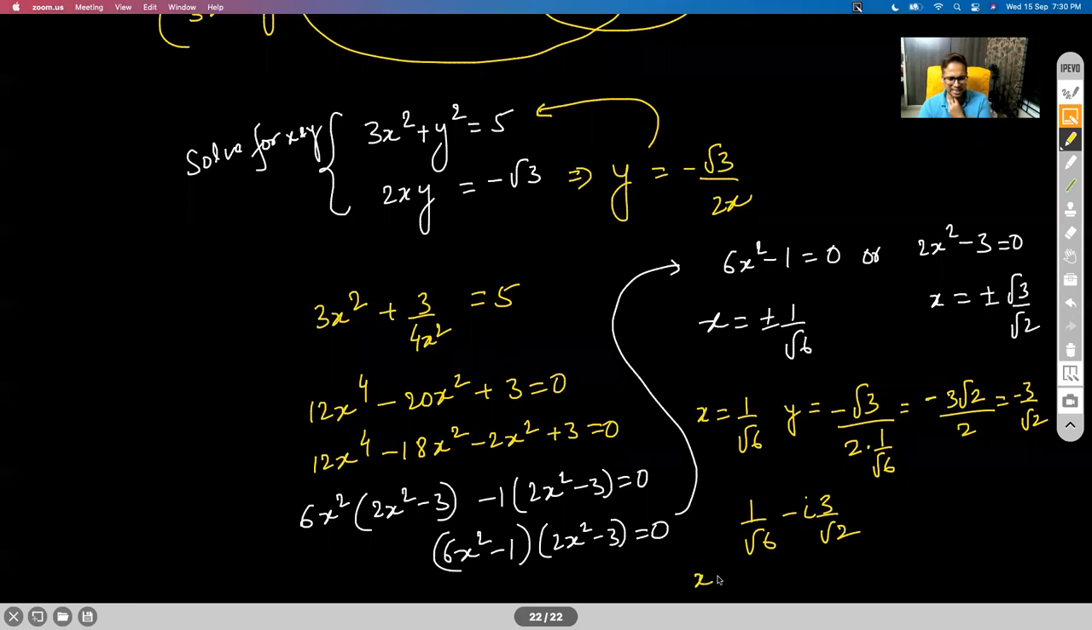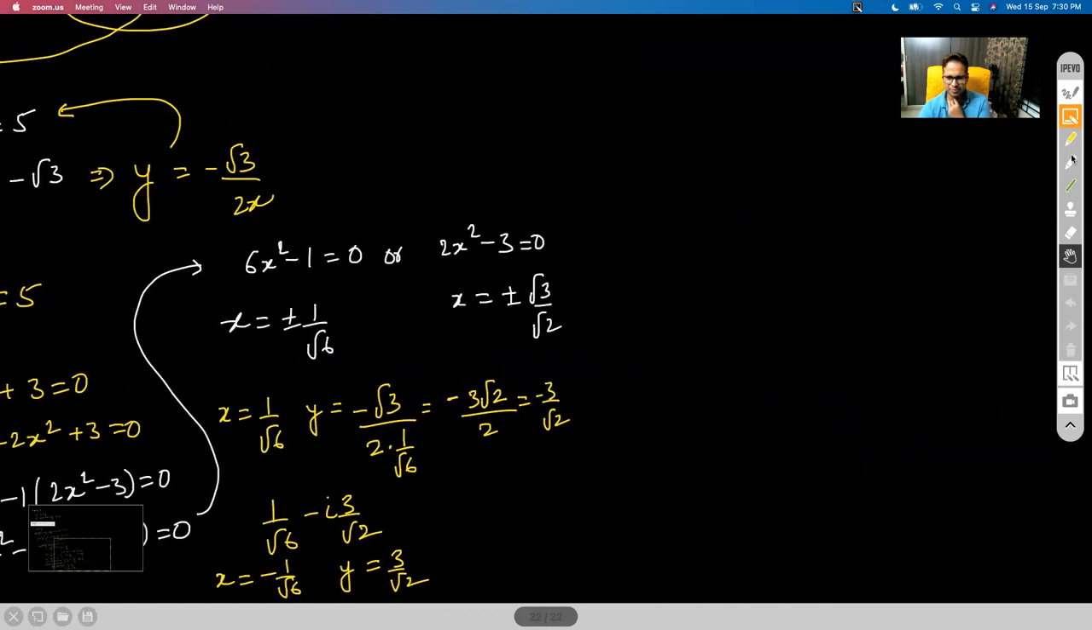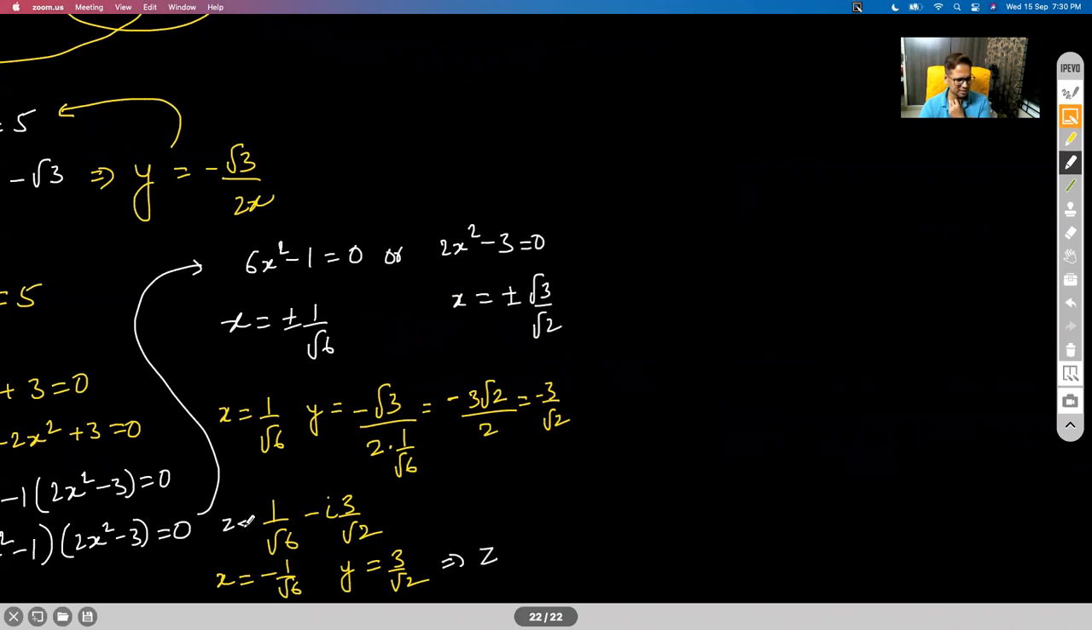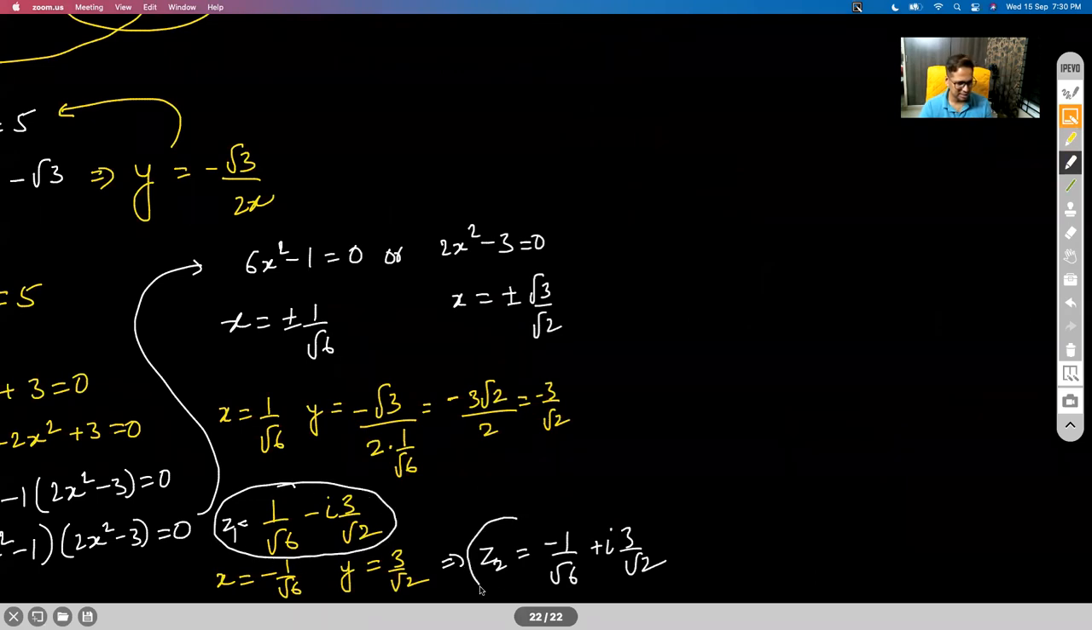And if I put x as minus 1 by √6, y will become, I think, 3 by √2. So the other complex number which I will get, let me call it z1, z2 will be minus 1 by √6 plus i·3 by √2. So that is one complex number as your answer. This is another complex number as your answer, or you can say the roots of that equation. And the other ones will come by using this fact.